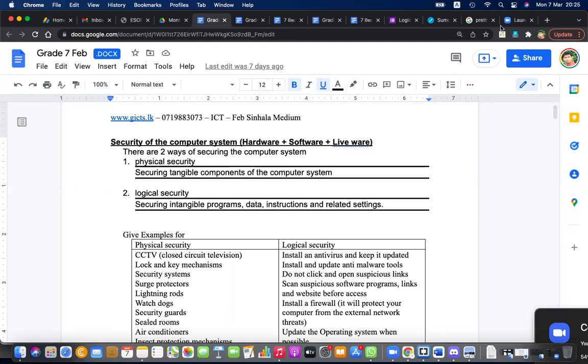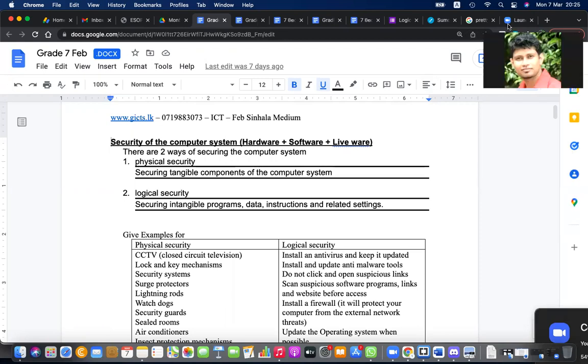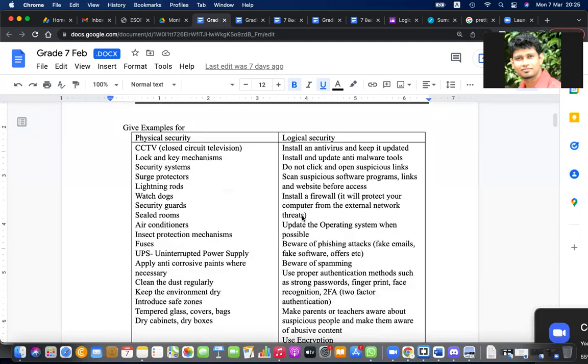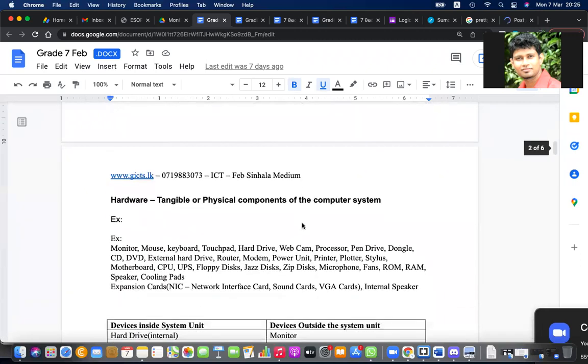But the difficult task is securing the software and data because it is invisible. It is intangible, right? It is visible but intangible. You can't touch them. So it is kind of a challenging task.